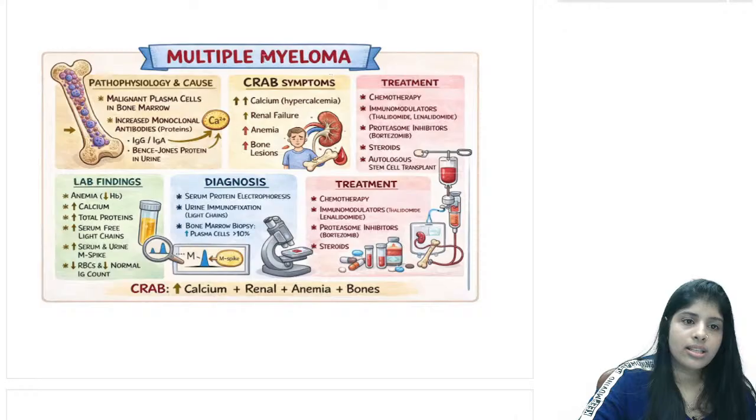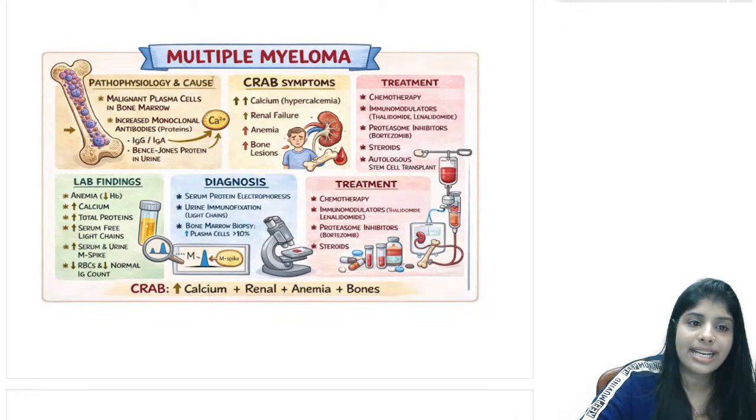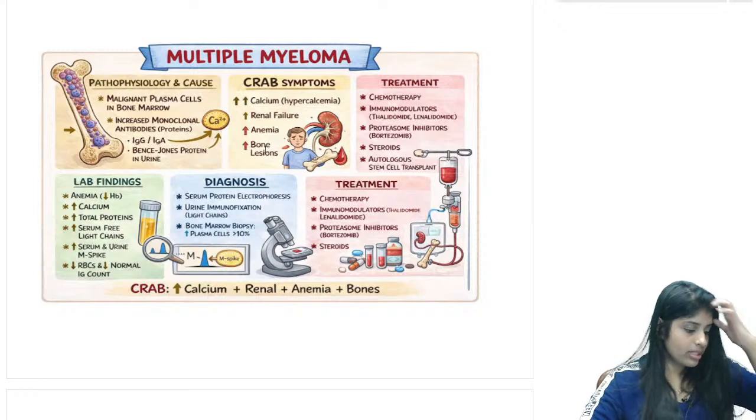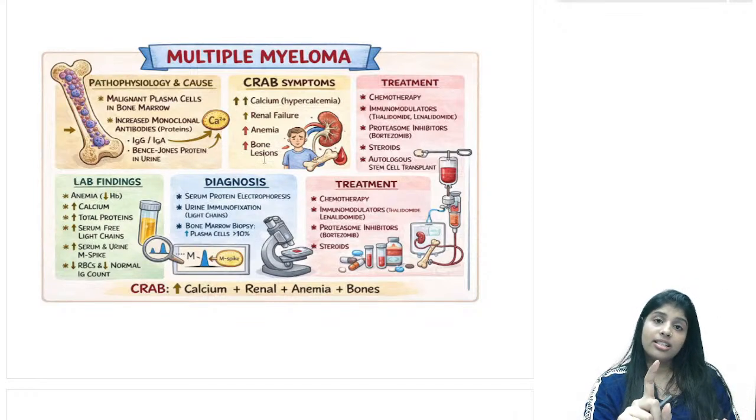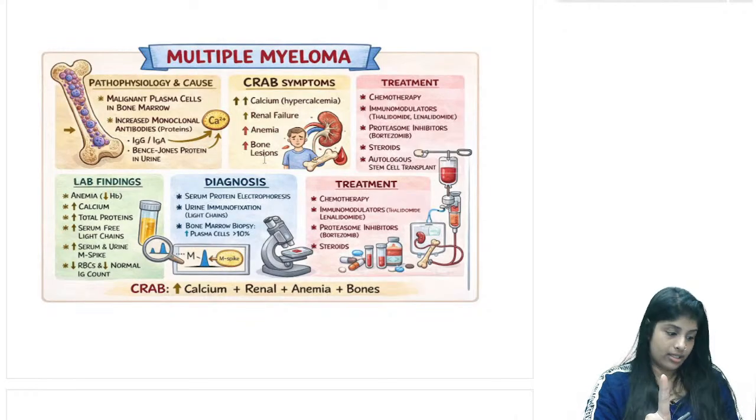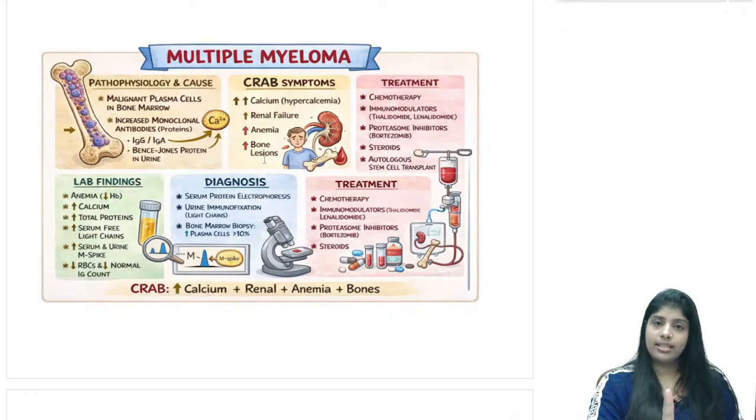Okay, so what is the mnemonic to remember the symptoms? It's the CRAB symptoms, that is increased calcium, renal failure, anemia, and bone lesions. And there is another feature: in the skull we can see punched out lytic lesions. That is a very characteristic feature of multiple myeloma, punched out lytic lesions in the skull.